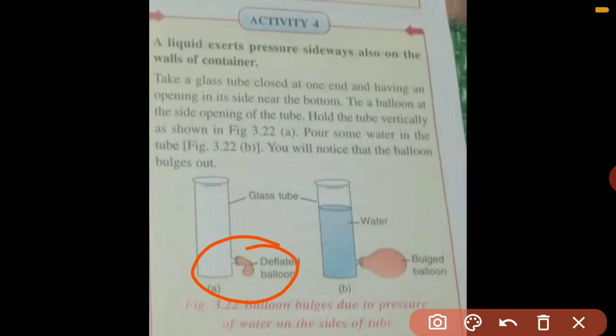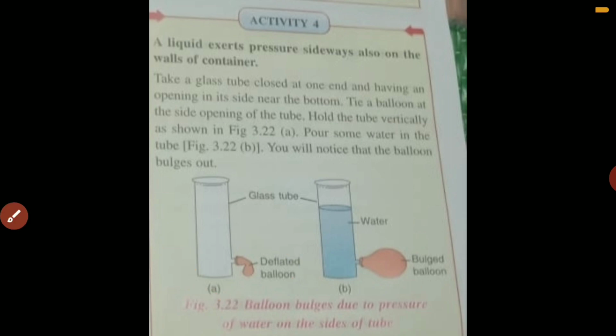Why will the balloon bulge? Because water has flowed into the balloon. Since water can flow, water exerts pressure at the sides of the container also. Or you can do this experiment by filling an empty container and piercing a hole in it. The water will flow out from the hole. Why? Because the water can flow and it is coming out with some pressure, which proves that any liquid can exert pressure on the walls of the container.